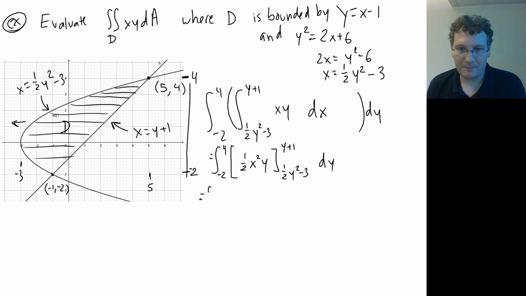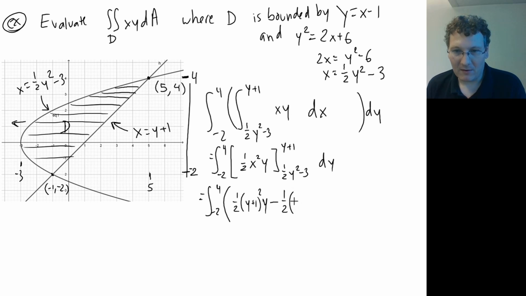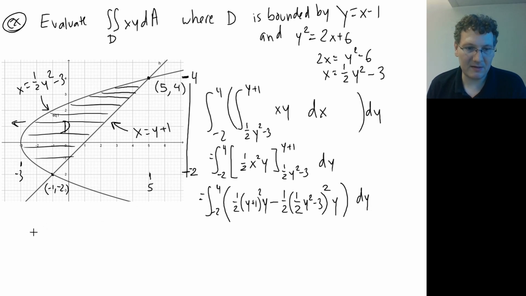Now we have to evaluate. We have 1/2 y plus 1 squared y minus 1/2 y times 1/2 y squared minus 3 squared y. And then we have dy. Clean this up a little bit on the inside. We're going to have this integral from -2 up to 4.